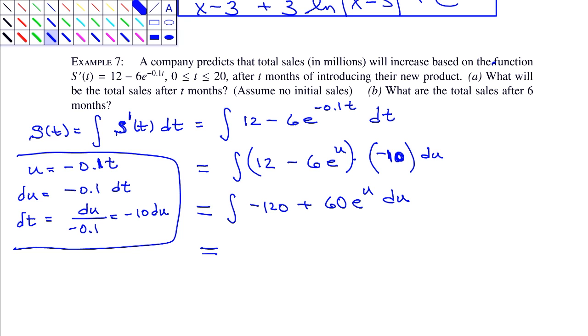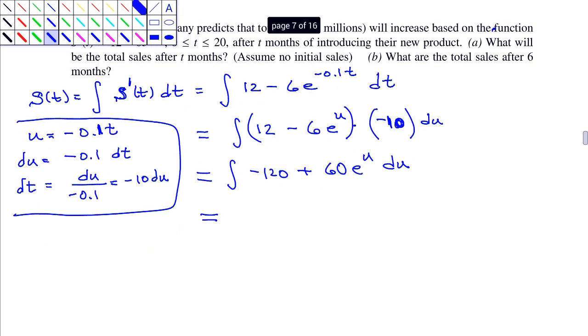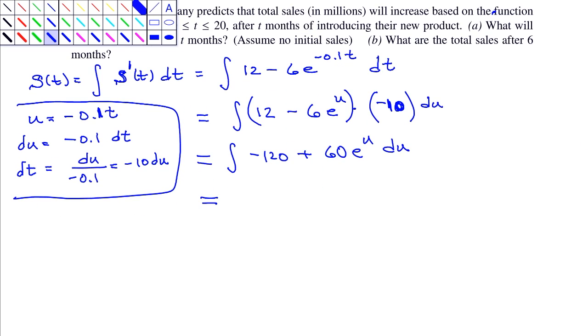And now we integrate. What is the integral of negative 120? Negative 120u. What is the integral of 60 e to the u? That's just 60 e to the u, because the integral of e to the u is just e to the u. Plus c.